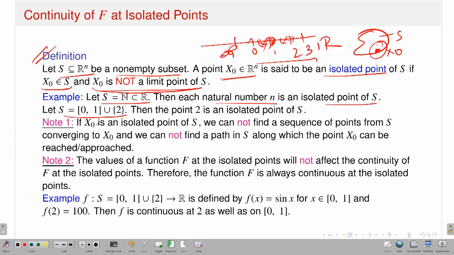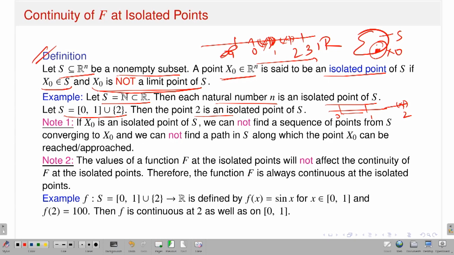Now consider this set. S is the closed interval 0, 1 union the point 2. One can easily say that 2 is an isolated point. Why? Suppose this is 0, this is 1, and this is my 2. Now I can take a neighborhood here. In this neighborhood there is no point from the interval 0, 1 except the point 2. Therefore this is an isolated point.